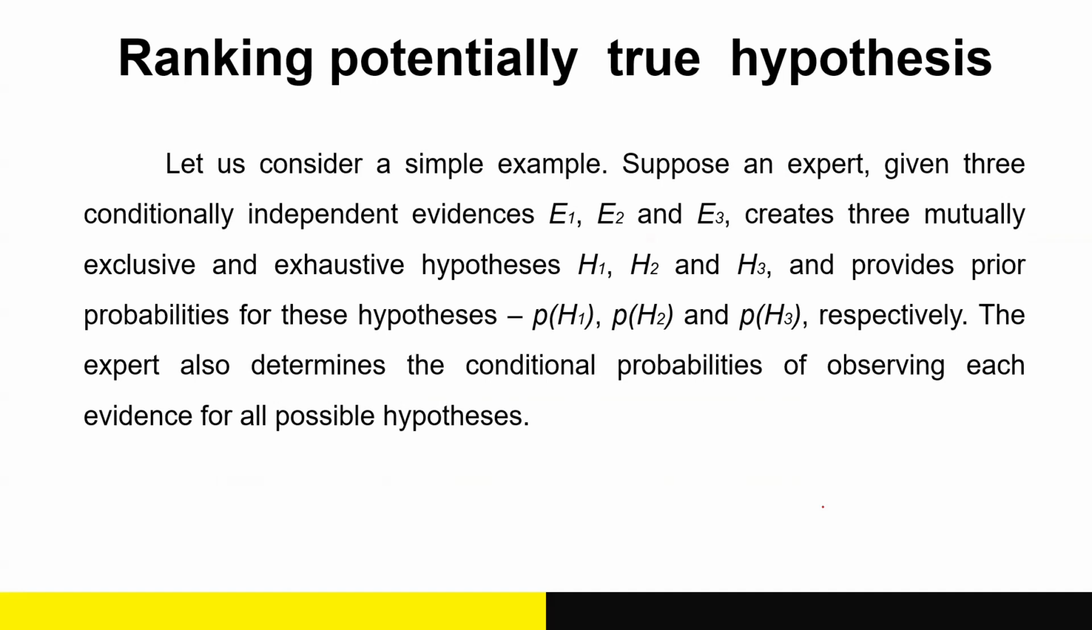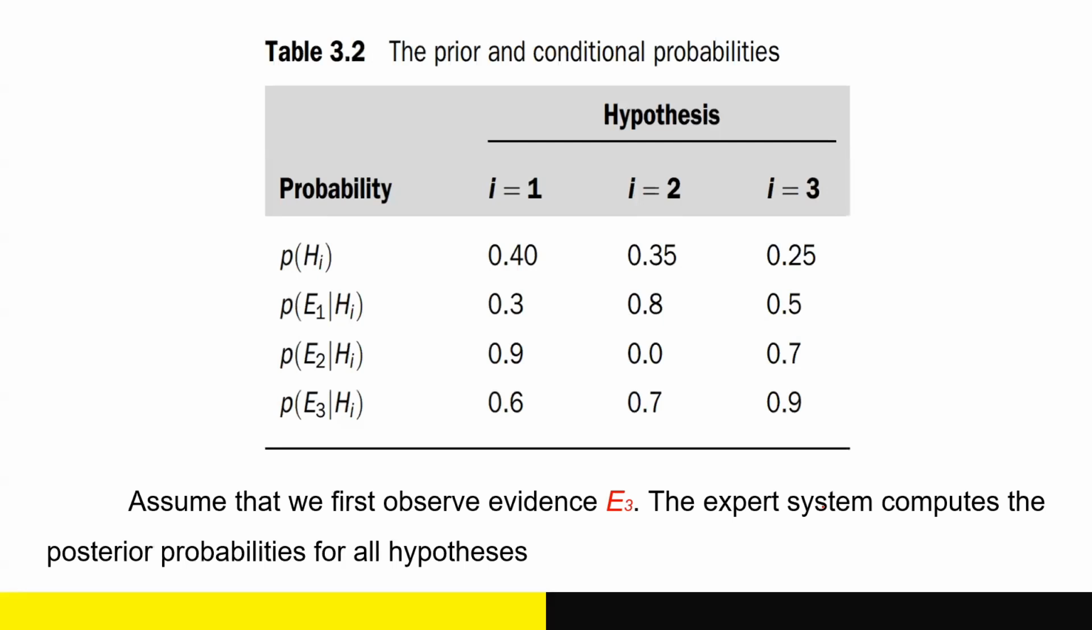Let us consider a simple example. Suppose an expert is given three conditionally independent evidences, evidence 1, 2, and 3, creates three mutually exclusive and exhaustive hypotheses, hypothesis 1, 2, and 3, and provides prior probabilities for these hypotheses, probability of hypothesis 1, 2, and 3, respectively. The expert also determines the conditional probabilities of observing each evidence for all possible hypotheses. Table 3.2 shows the prior and conditional probabilities.